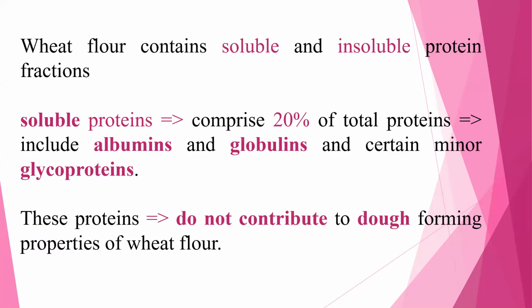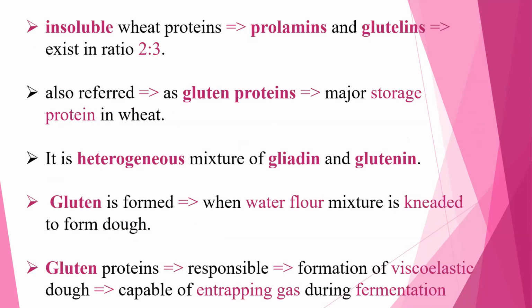Wheat flour contains soluble and insoluble protein fractions. Soluble proteins, which comprise only 20% of the total proteins, include obviously albumin and globulins and certain minor glycoproteins. These proteins do not contribute to the dough forming properties of the wheat flour. Insoluble wheat proteins, that is prolamins and glutelins, exist in the ratio of 2:3, and they are also referred to as gluten proteins and play a major role in dough formation and baked products.